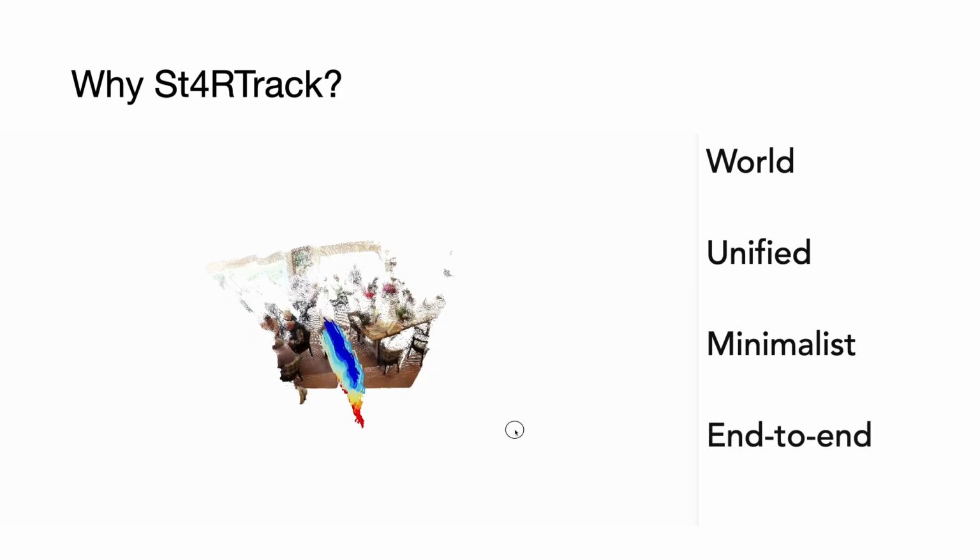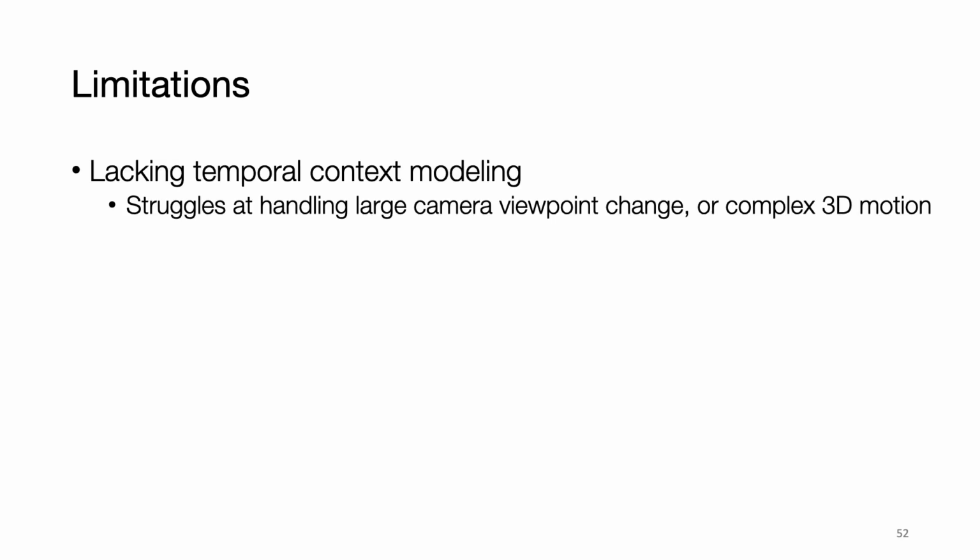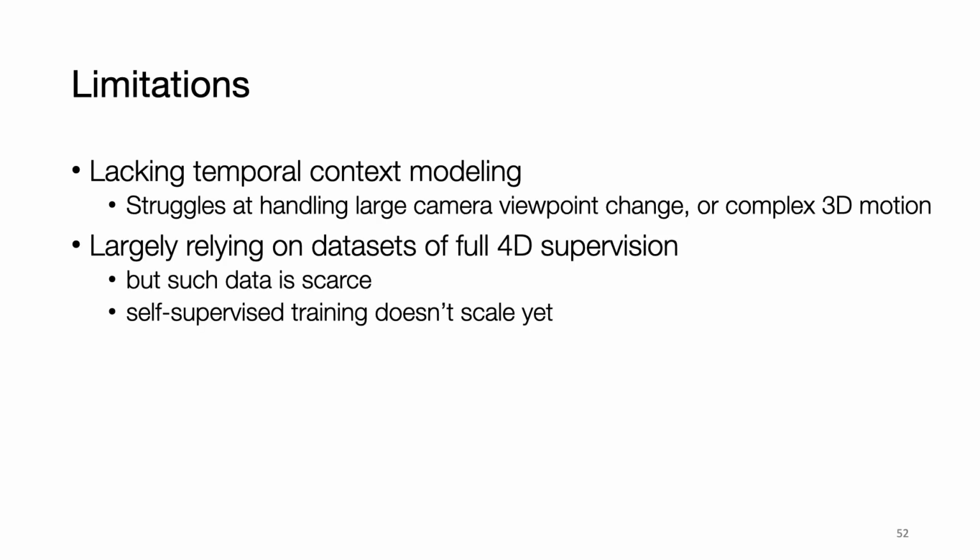Okay, so there are still a few limitations. First, as you can tell, there really isn't any temporal context modeling, right? Because the input to the system is always just a pair of images. That makes it struggle at handling large viewpoint changes or very complex 3D motion. And secondly, as with many other 3D learning frameworks, we still largely rely on data sets. Now, in this case, 4D supervision, but such data is very scarce, and we need to explore ways that we can train the method in a much more effective self-supervised way.